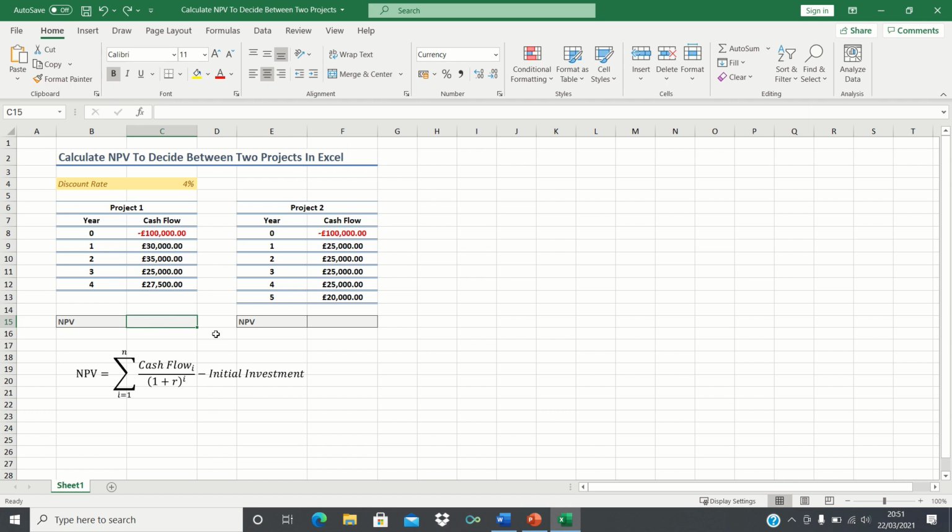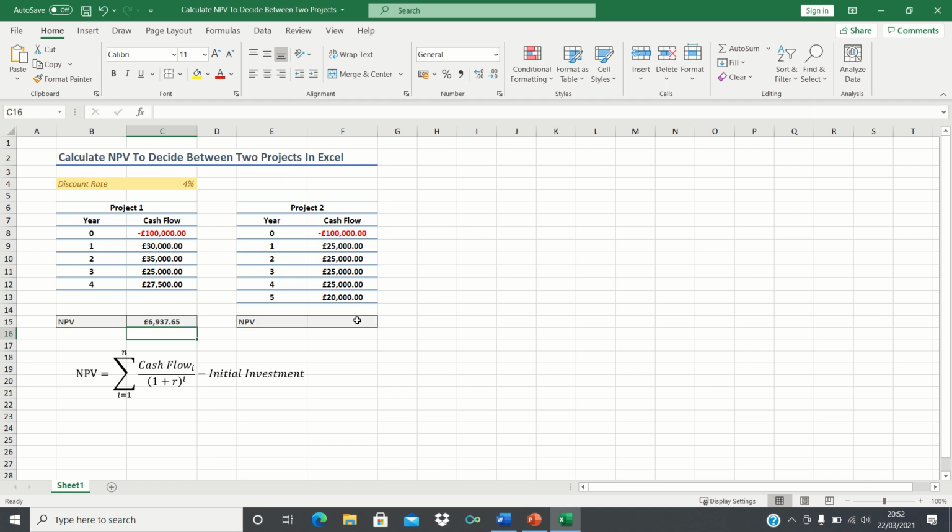For Project 1, we type equals NPV, first input the discount rate, followed by the future cash flows. We can then close brackets. Now, before we click enter, we need to deduct the initial investment figure in order to give us the net present value. Since this is already showing as a negative, we will add this instead of subtract it. Therefore, the net present value of Project 1 is 6,937.65, which is the value we would capture today by investing in this project.